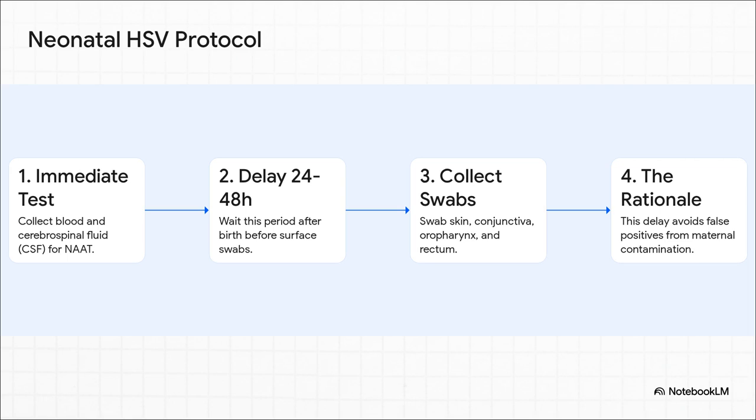This is an incredibly high-stakes situation. To check for a systemic infection, you immediately draw blood and get cerebrospinal fluid for a NAAT test. But, and this is critical, you wait 24 to 48 hours before you take any surface swabs from the skin, eyes, or mouth. Why? Because you have to avoid a false positive. That delay ensures that any virus you find is from a true infection in the baby, not just contamination from the mother's birth canal during delivery.